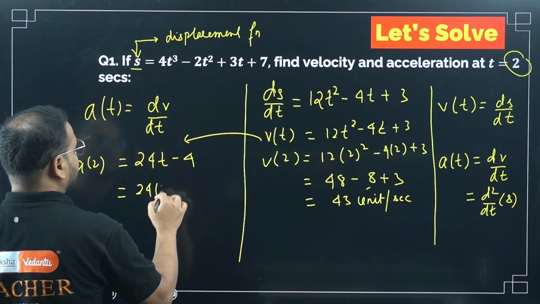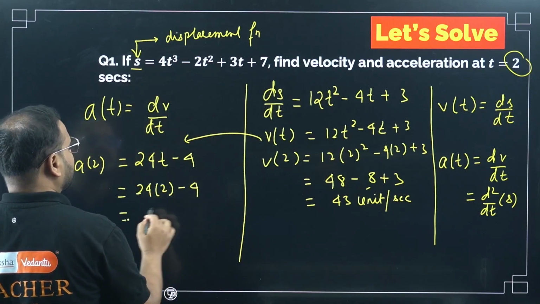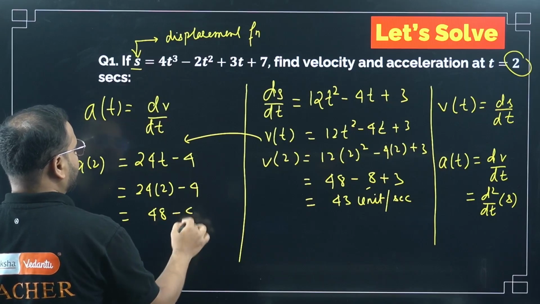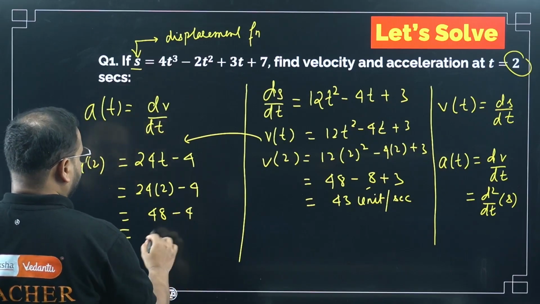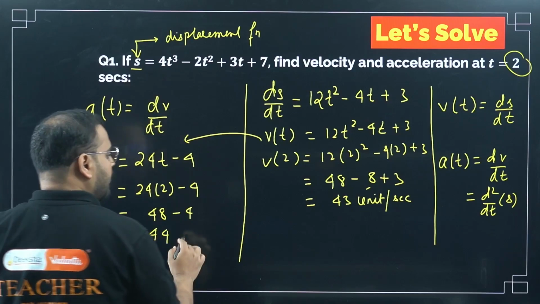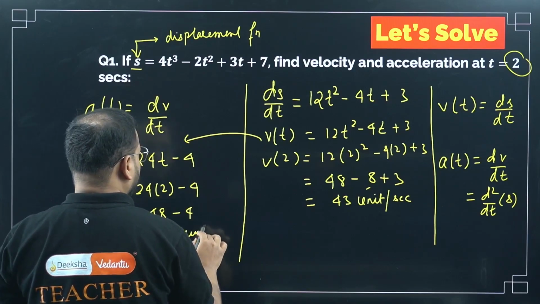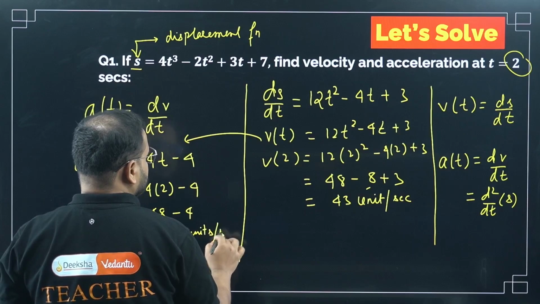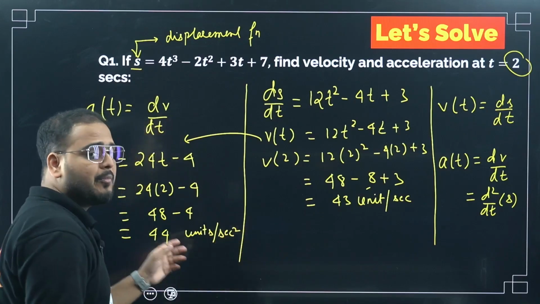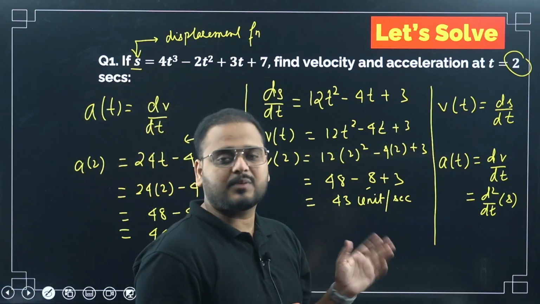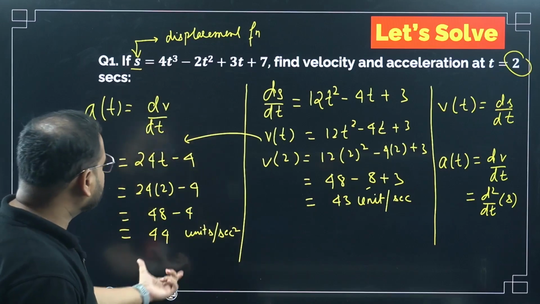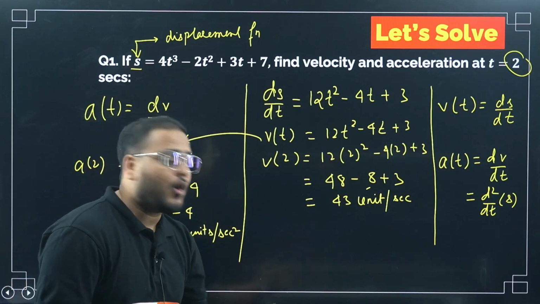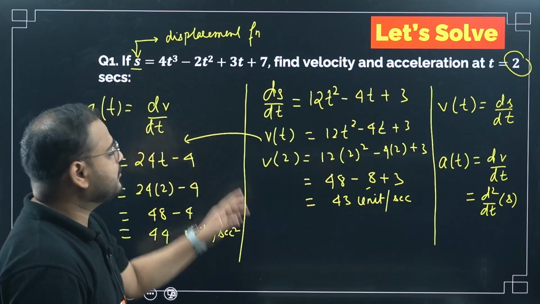How much is that? 24 times 2 minus 4. How much is that? Please check. 48 minus 4, right? And how much is that? 44. What is the unit? Unit is 44 units per second square. If you remember, meter per second square, centimeter per second square, or kilometer per hour square is the unit of acceleration. So my answers are 44 units per second square for the acceleration and 43 units per second for the velocity.